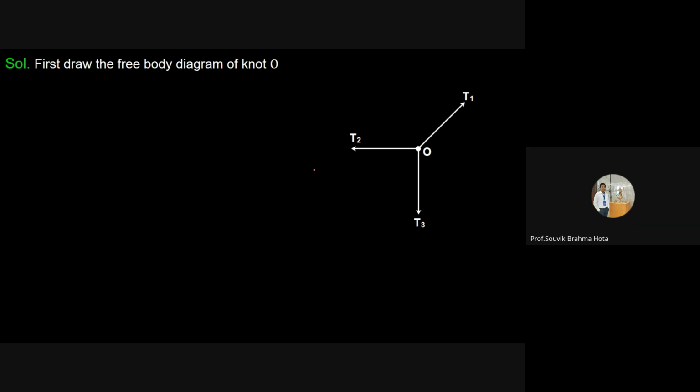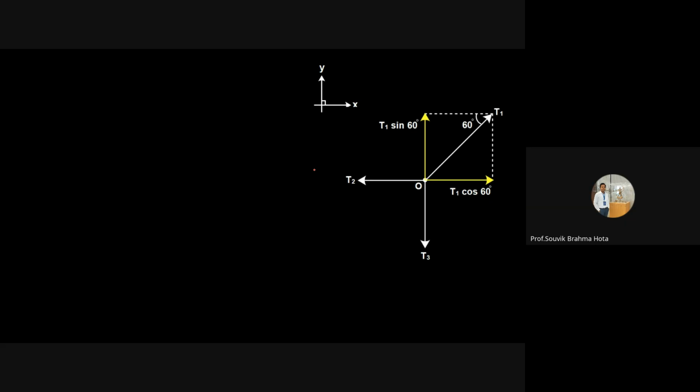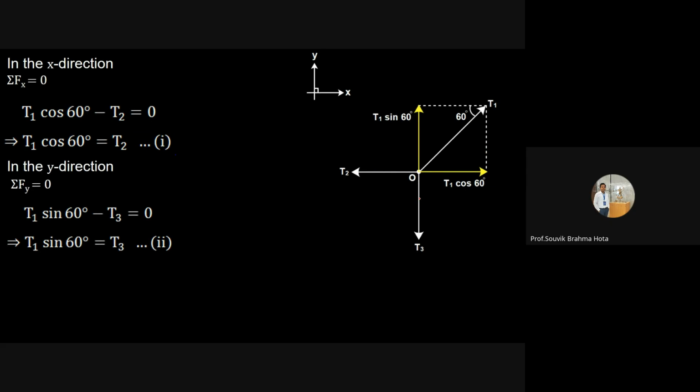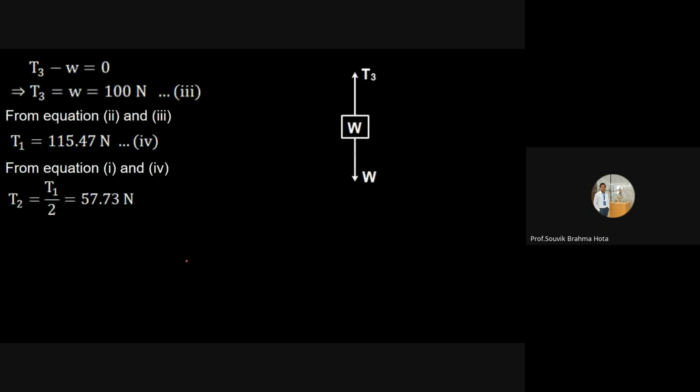First, the free body diagram, T1, T2, T3 you have taken. So at 60 degrees, T1 sine 60, T1 cos 60, and this is T2 and this is T3. Now what should you do? First in the x direction, you resolve all the forces in the x direction. So T1 cos 60 in this positive direction, minus T2 negative, is equal to 0. So T1 cos 60 is equal to T2, the first equation. Then in the y direction, this is positive, T1 sine 60, then minus T3 is equal to 0. So T1 sine 60 is equal to T3, equation 2.